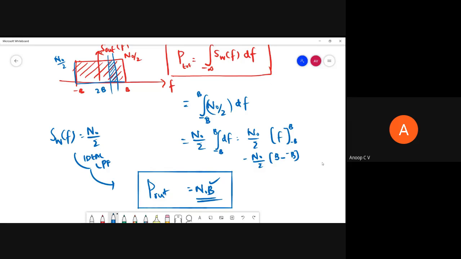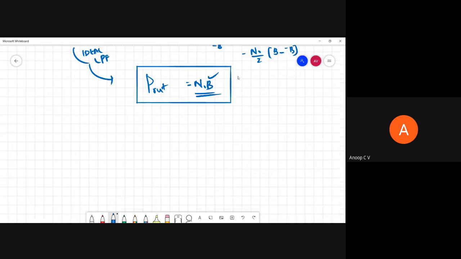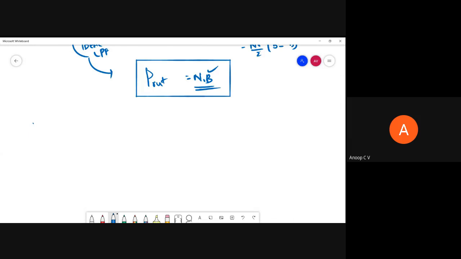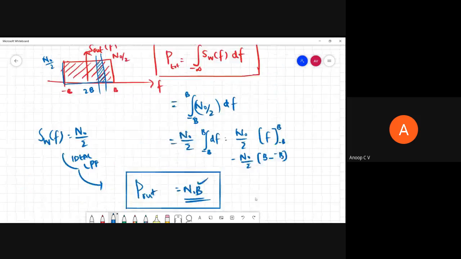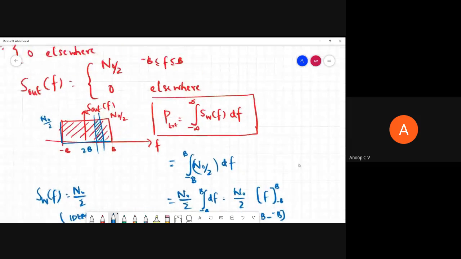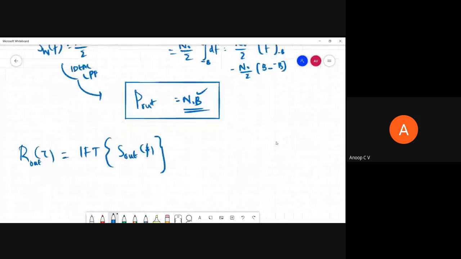It's quite straightforward. So this is actually what N naught into B is, the power. Next we need to find out what the autocorrelation function is. The autocorrelation function R of tau should be equal to the inverse Fourier transform of S of f, where S of f is equal to N naught by 2 from minus B to B.